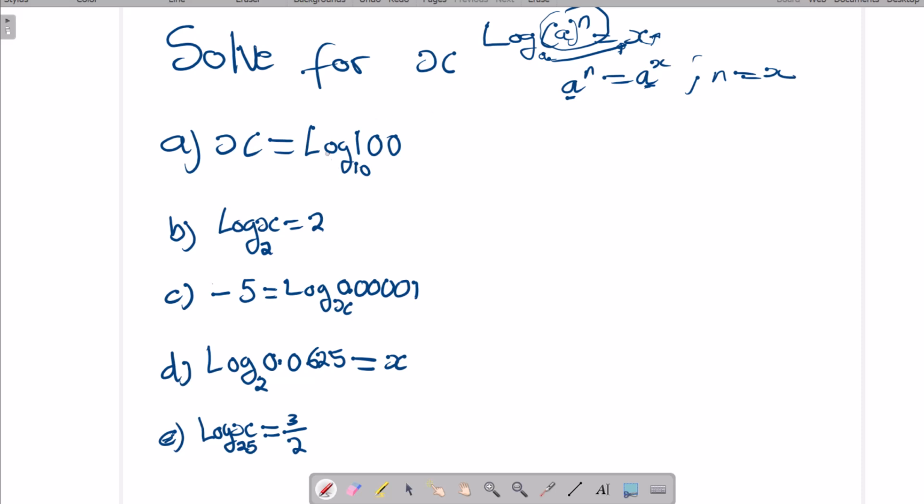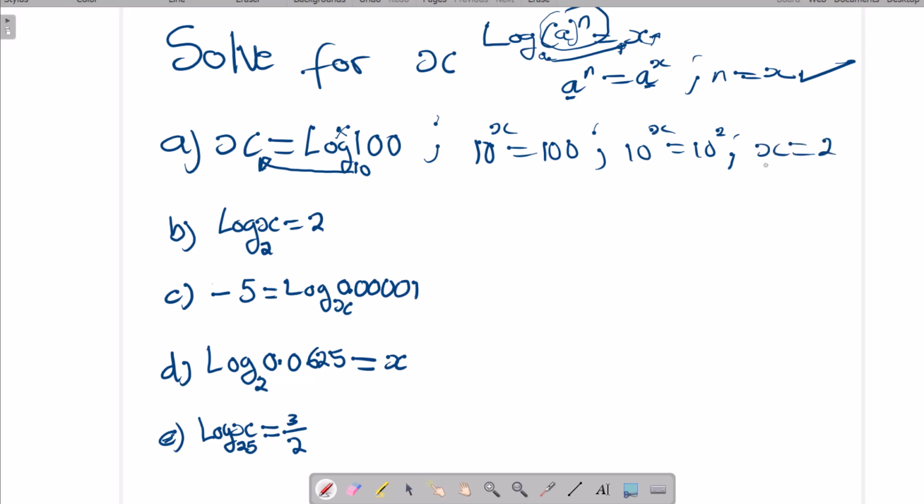Okay, so in this case, we want to solve these five questions. To solve these five questions, we are going to apply this concept. So remember, when you pull this up, the log will be removed. So let us try that. Here it will be 10 power x is equal to 100, which is 10 power x is equal to 10 power 2, according to the laws of exponent. Now the bases are the same, so our final answer is x is equal to 2.